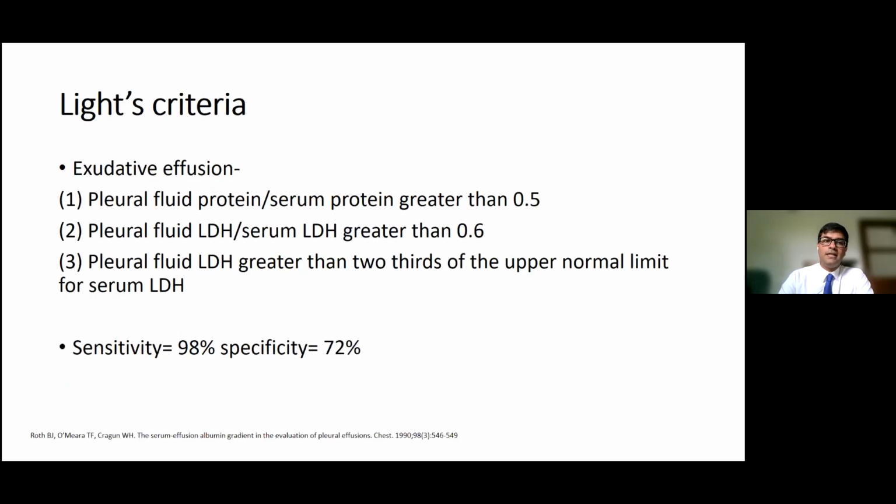Coming back to Light's criteria, an exudative effusion is defined as the pleural fluid protein to serum protein ratio greater than 0.5, or pleural fluid LDH to serum LDH greater than 0.6, or pleural fluid LDH greater than 2/3 of the upper limit of the serum LDH. It has a sensitivity of 98% and a specificity of 72%.